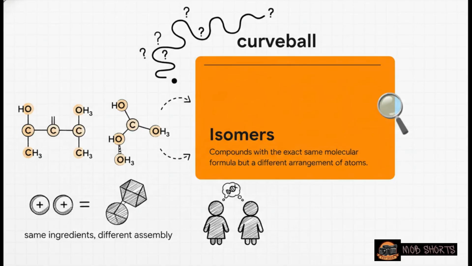But, you know, just when you think you're getting the rules down, organic chemistry throws a curveball at you: isomers. These are molecules that are like chemical twins. They have the exact same atomic ingredients, the same formula, but they're just assembled differently.